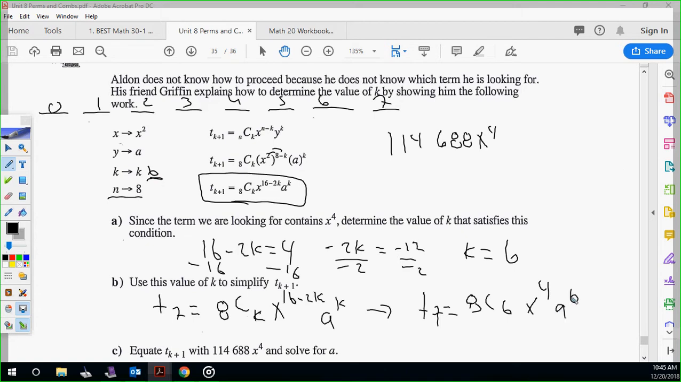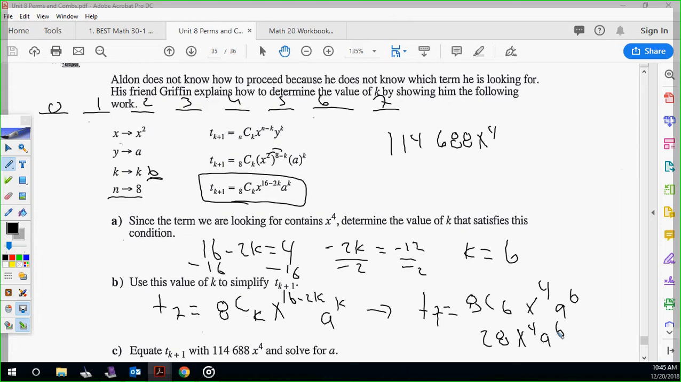All right, let's stop for a second. Okay, any questions? So if we go one more step further, 8c6 is 28. So right now we're at 28x4, a6. Remember, a is what we don't know. We're trying to figure out a. And now we're going to solve for a.